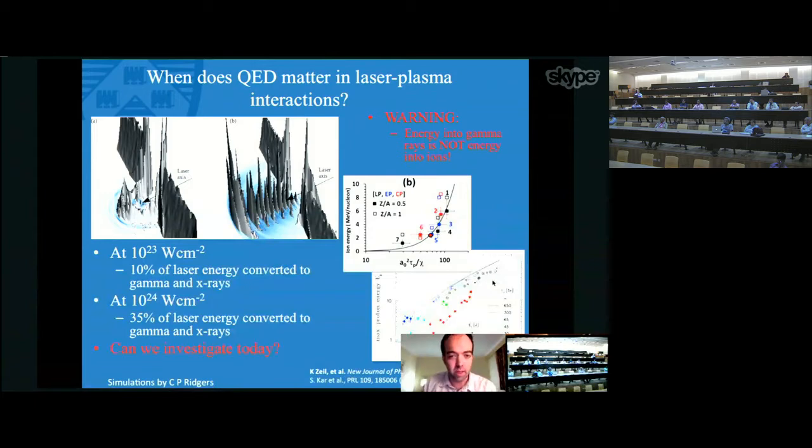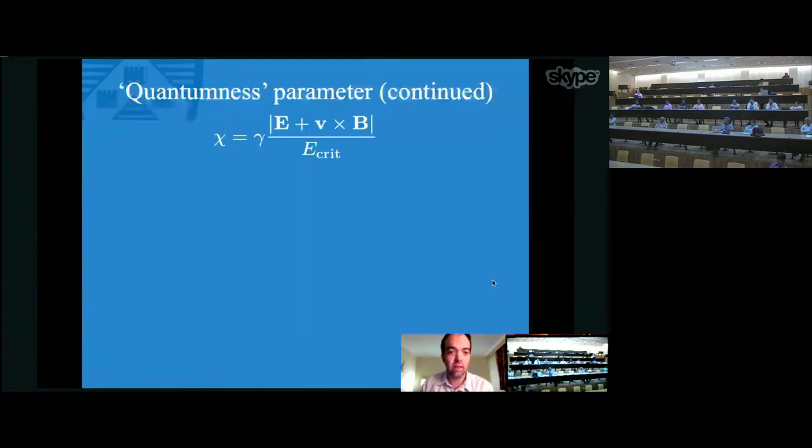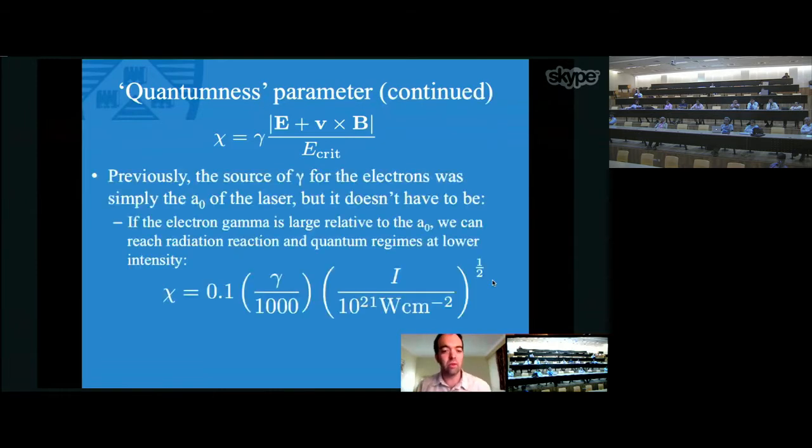And the response to that is, well, let's look at this equation again. And let's not assume that the gamma is provided purely by the electric field and the magnetic field of the laser. Let's assume that we can impose an external accelerating field to the electrons, which allow the gamma achieved by those electrons to be provided by some source other than the A naught of the laser.